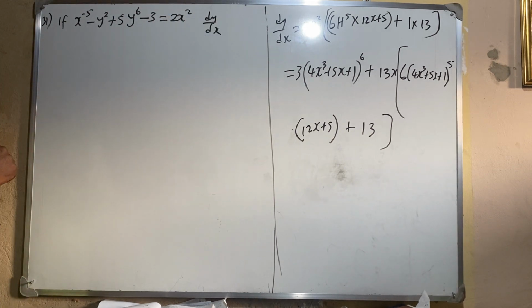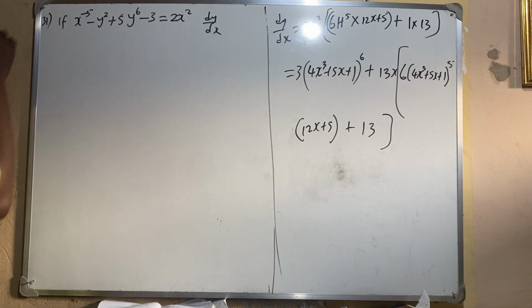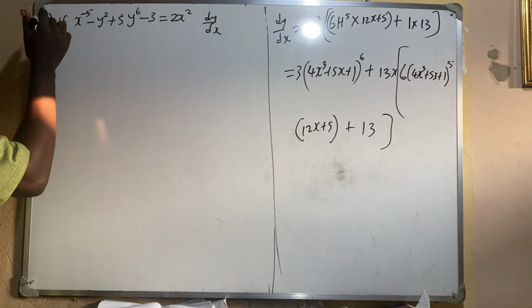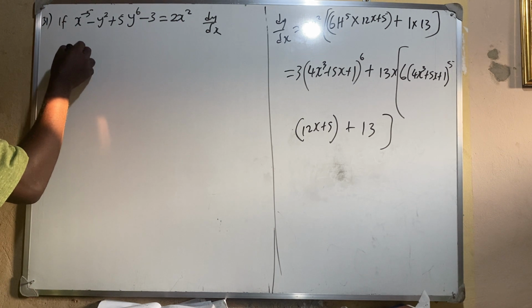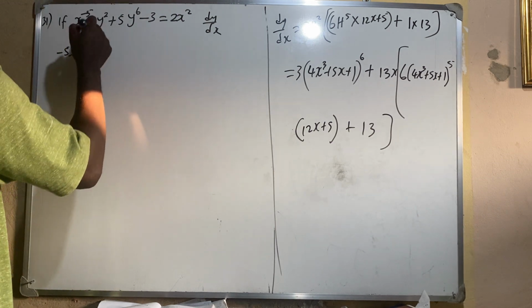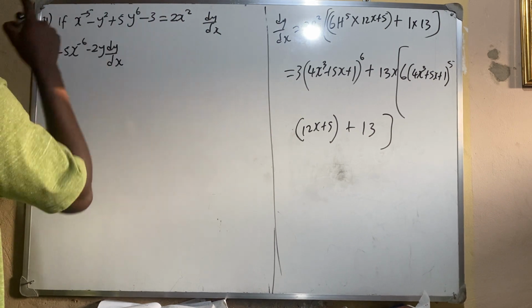Okay, now to find dy/dx is very simple. This is what we call implicit differentiation, which means anywhere you differentiate y, just put dy/dx. If I differentiate this one, multiply by the power, I have minus 5x raised to power minus 6, because minus 5 minus 1 is minus 6. This one will give you minus 2y, then I'll put dy/dx, because I differentiated y.